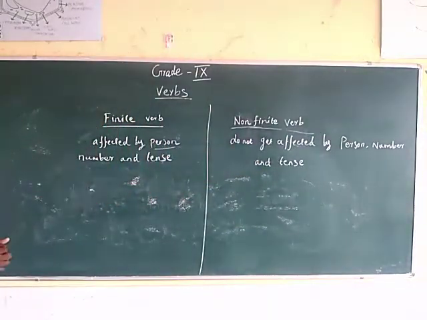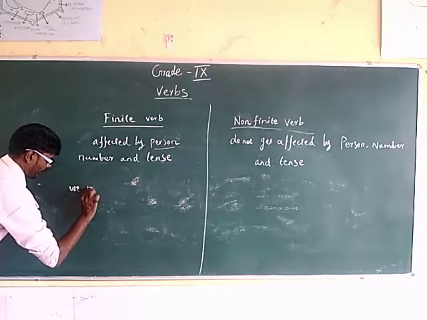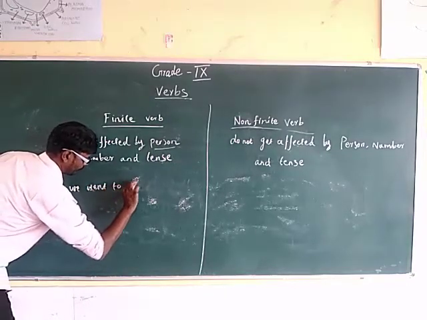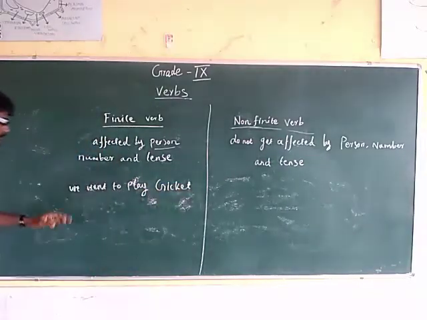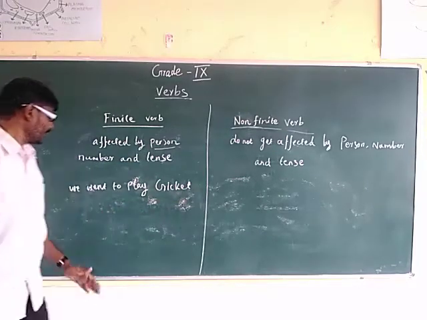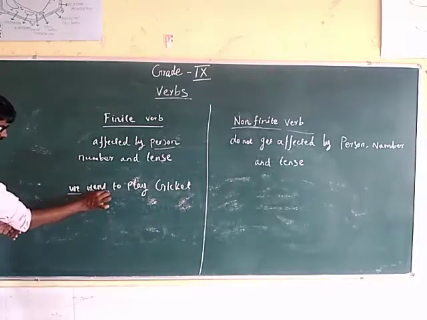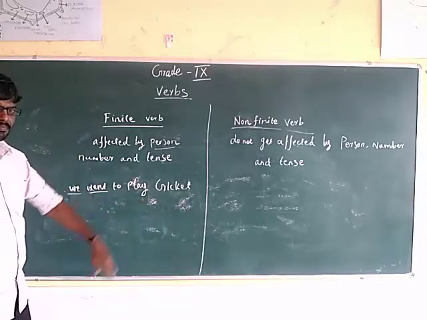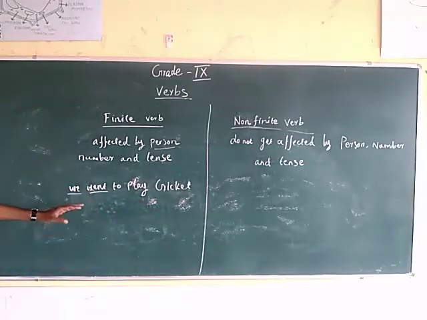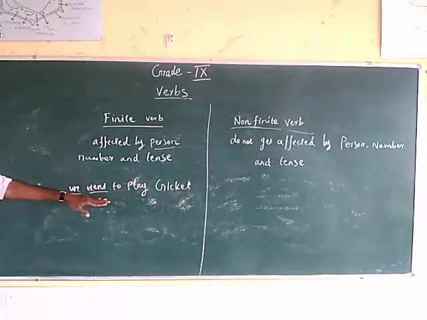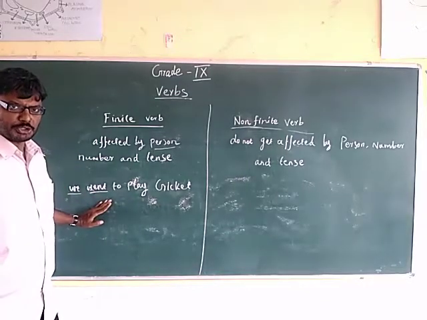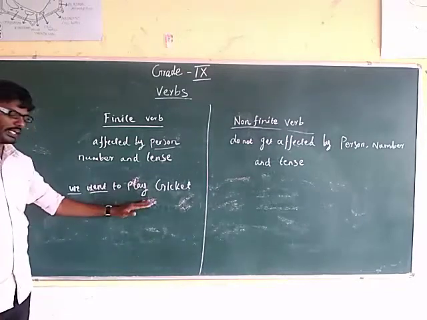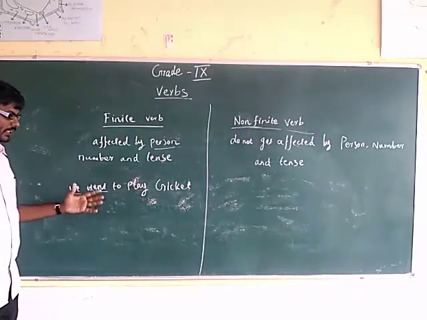Let us understand with an example. We went to play cricket. We is the subject, and went to play cricket is the predicate. Here we have only one main verb, which is went. So what is the definition I gave you? The verb which can be changed into other tenses. We went to play cricket. Grammatically the sentence is correct.